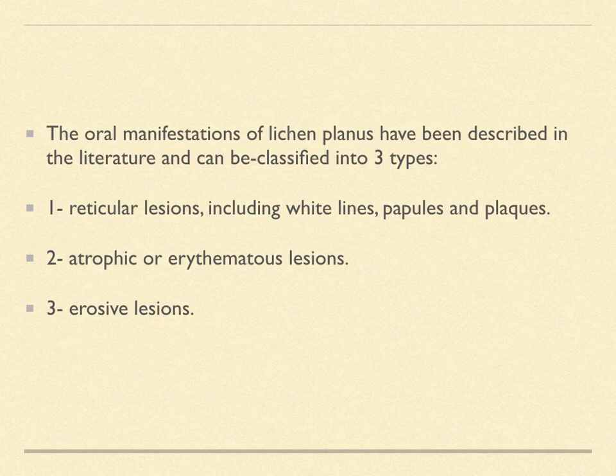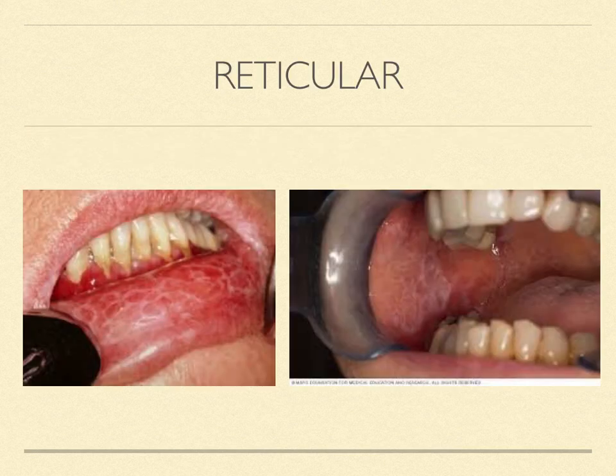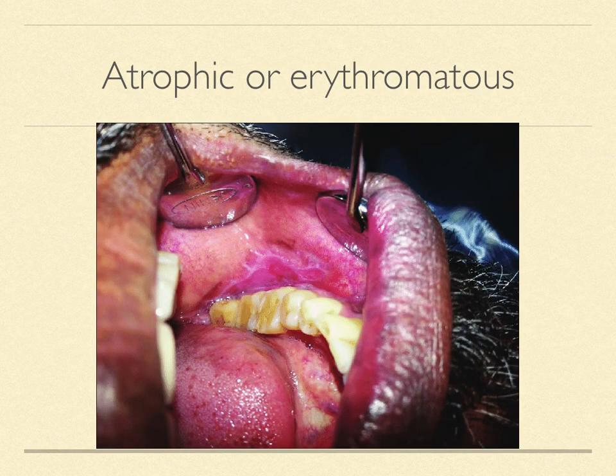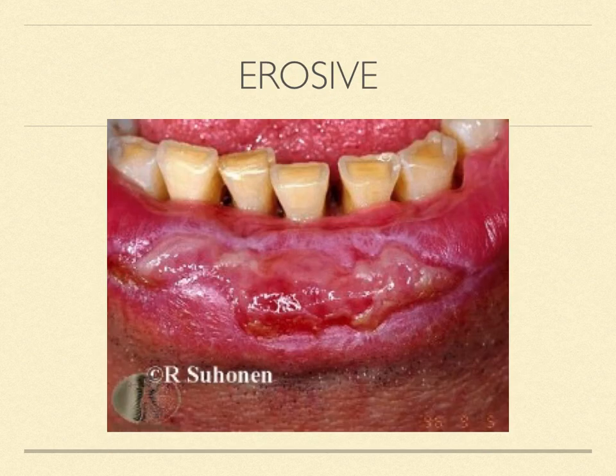The oral manifestation of lichen planus have been described in the literature and can be classified into three types: reticular lesion, atrophic or erythematous lesion, and erosive lesion. The reticular type, as you can see here in the lip and the buccal mucosa, we see white lines. Atrophic or erythematous, here, as you can see in the buccal mucosa. And the worst type is the erosive type, and it's the most painful.